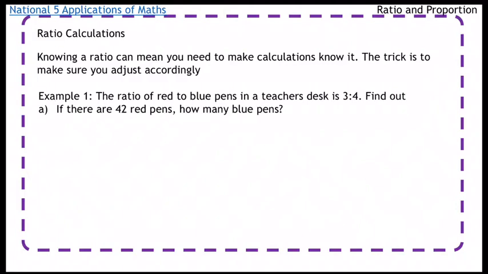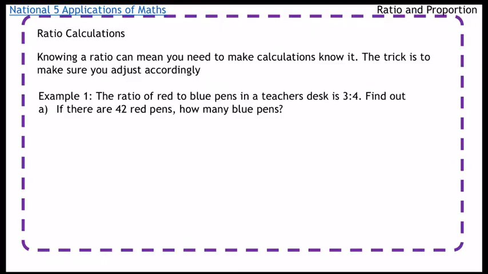Ratio calculations are when you use a ratio to work out a missing quantity. So for example, here we've got red and blue pens on the teacher's desk, and there's a ratio of 3 to 4. So for every 3 red pens, there are 4 blue pens. And if there's 42 red pens, how many blue pens are there?